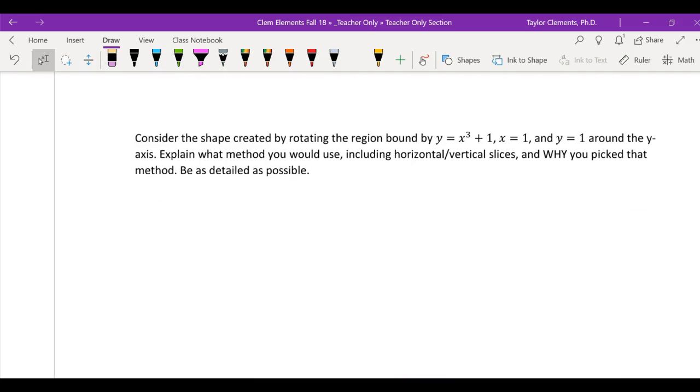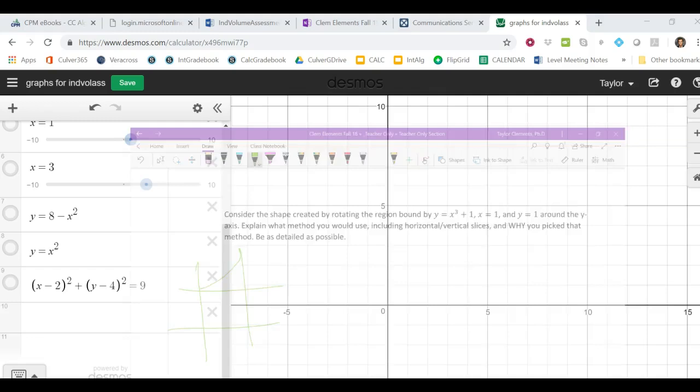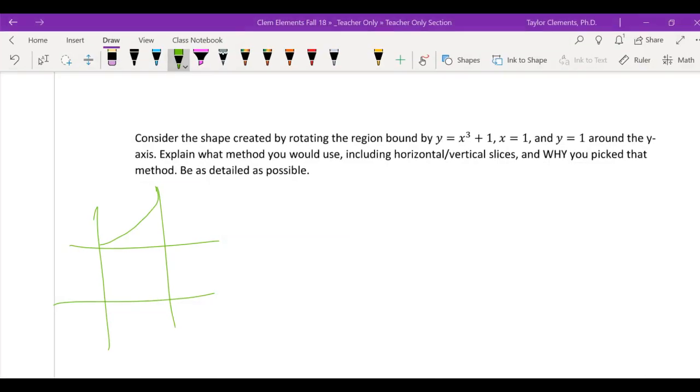Consider the shape created by rotating the region bound by that, around the y-axis. Okay, so let's throw this in the graph. We got x equals 1, and y equals 1. Okay, around the y-axis. So it looks like, let's see, I got my axis here, I got this line, I got that line. I'm doing that around the y-axis. Yep, so right here.